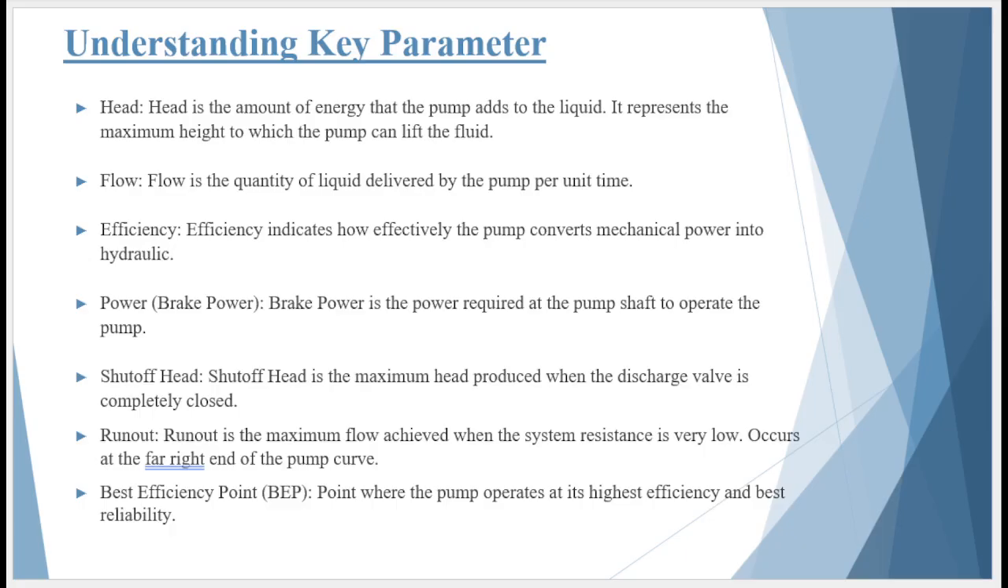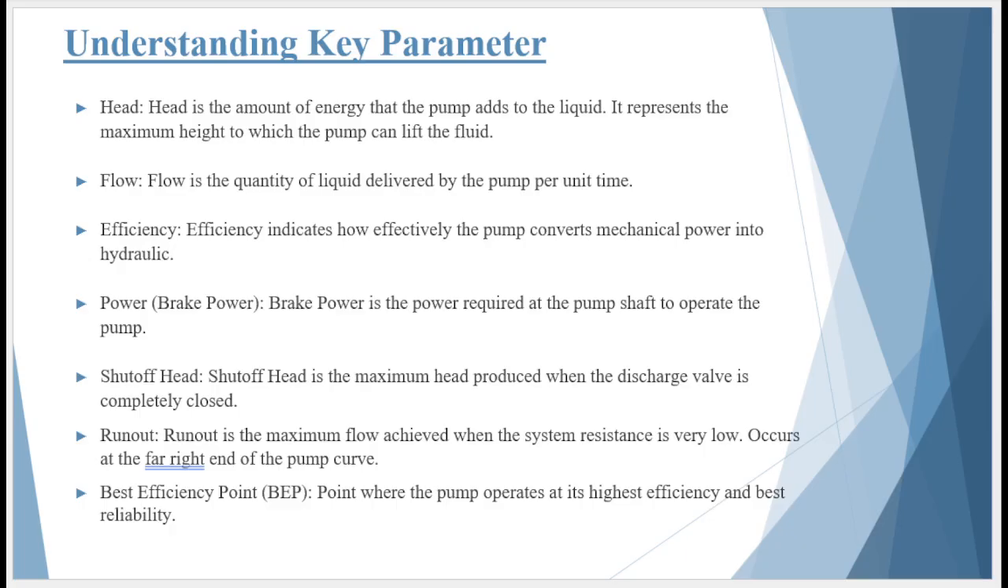Flow rate. Next is flow rate. Flow rate is the quantity of liquid delivered by the pump in a given period of time. It tells us how much liquid the pump can supply to the system. Common units are cubic meters per hour, liters per second, or gallons per minute.